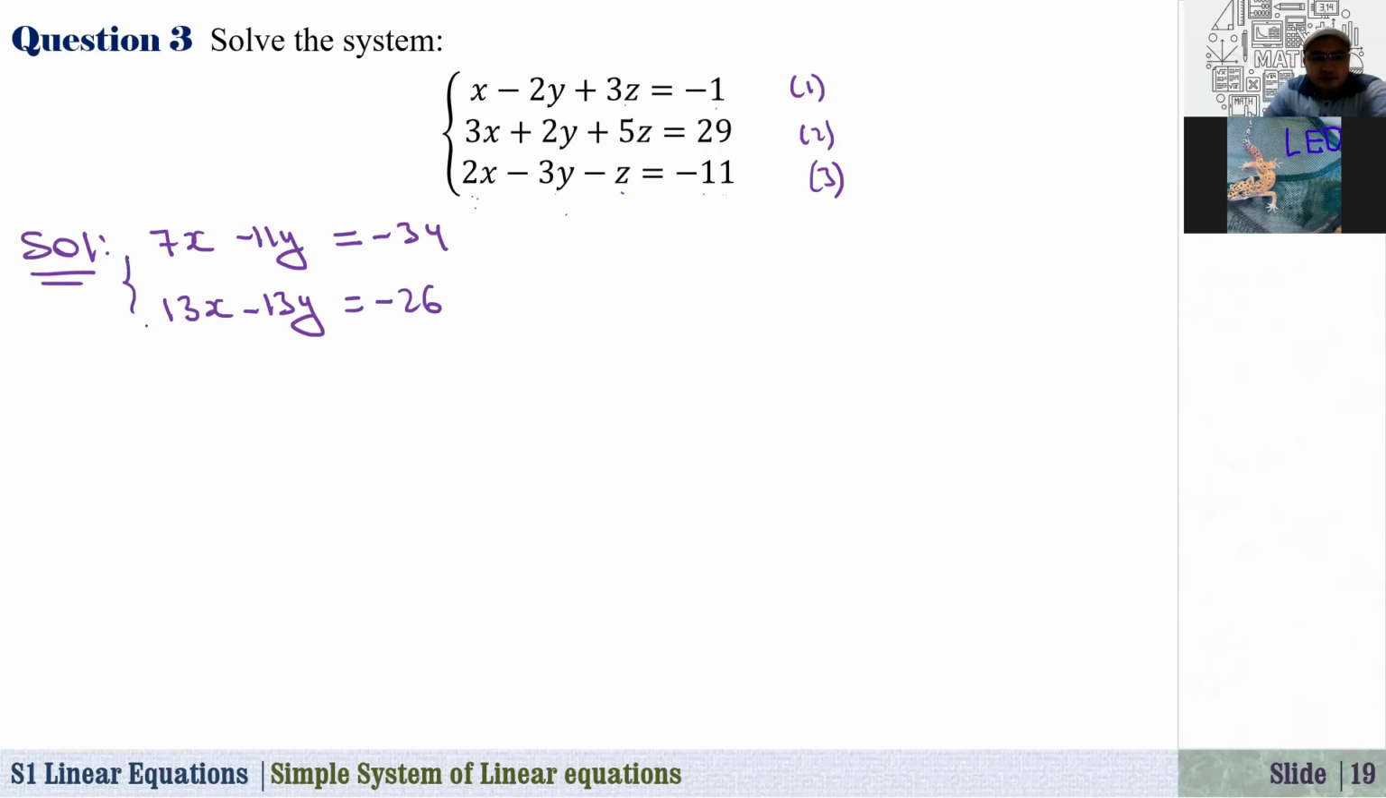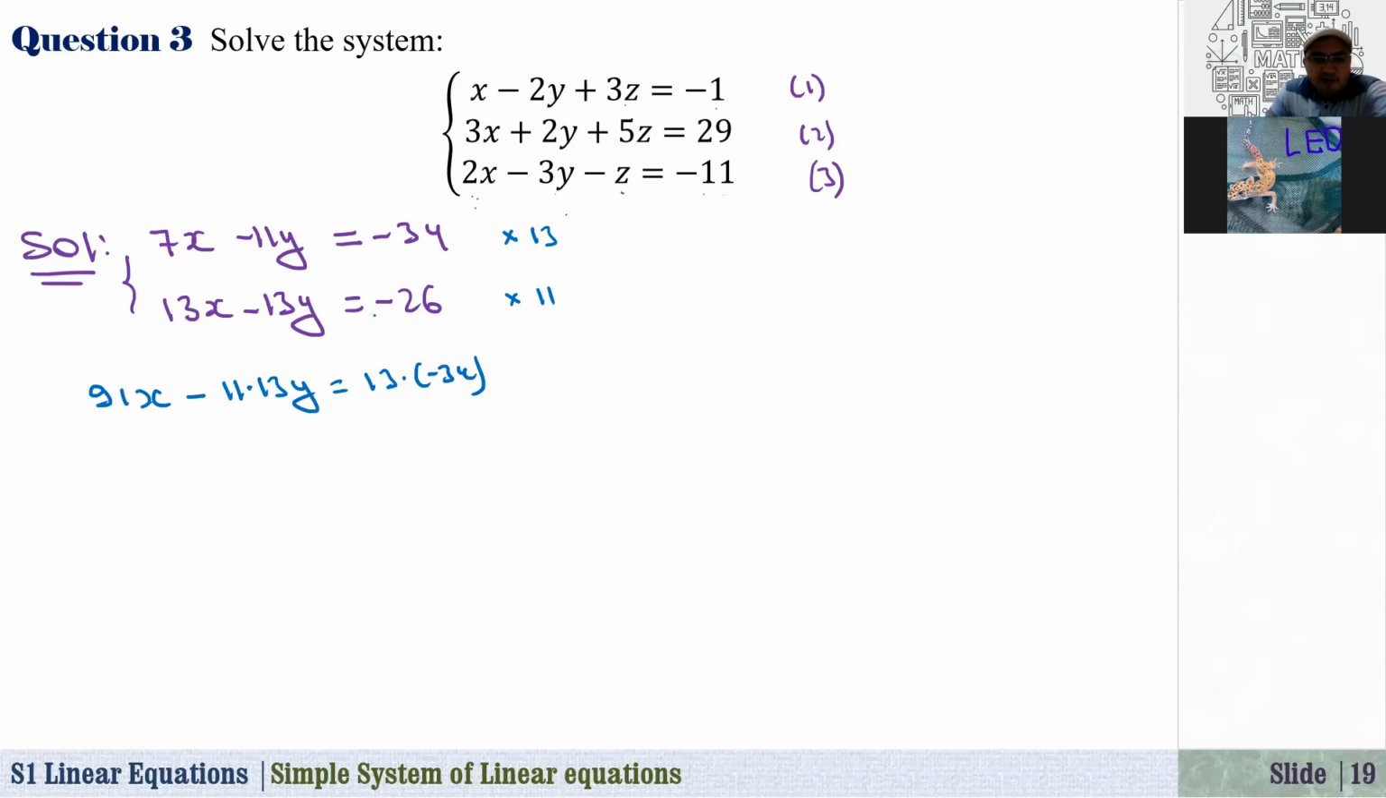So now we have to eliminate y. These 11 and 13 are relatively prime numbers. The only common factor is 1. So the only way is I have to multiply the first equation by 13 and the second one by 11. So 7 times 13 is 91x minus 13 times 11, I can just write it as 11 times 13y. And here we have 13 times minus 34.